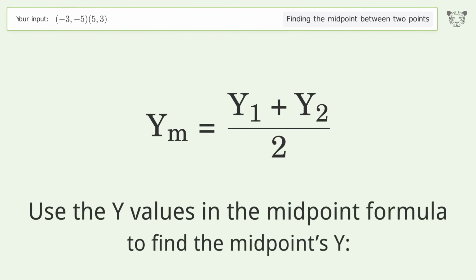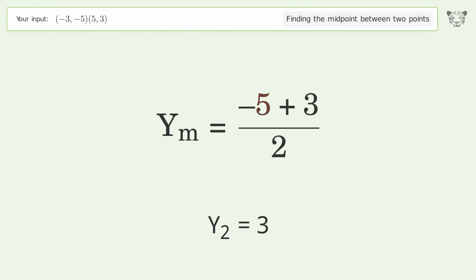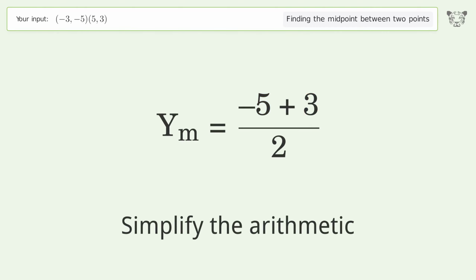Use the y values in the midpoint formula to find the midpoints y. y1 equals -5. y2 equals 3. Simplify the arithmetic.